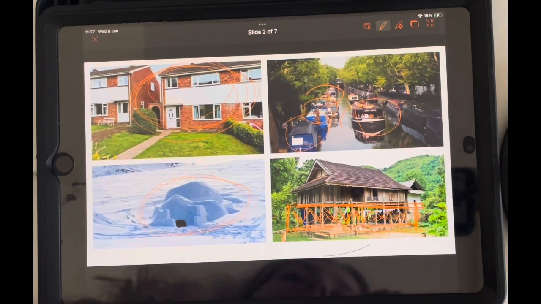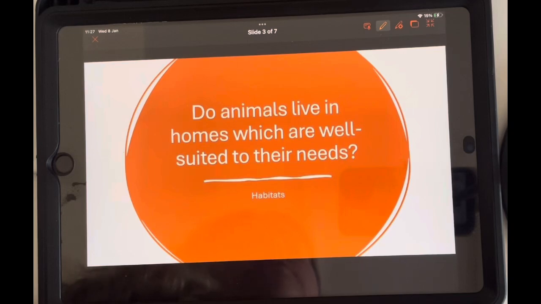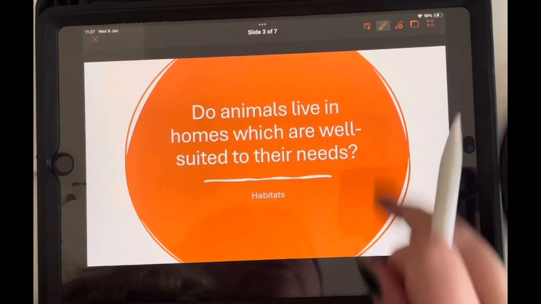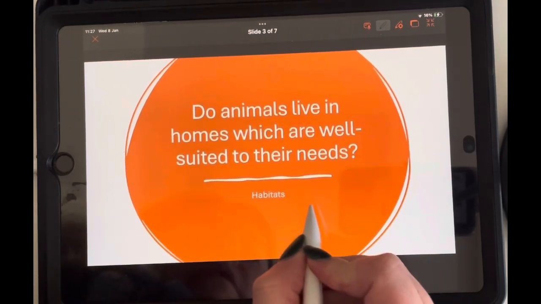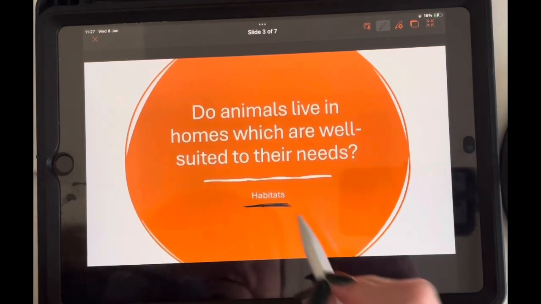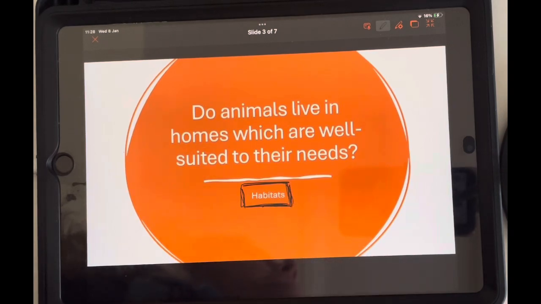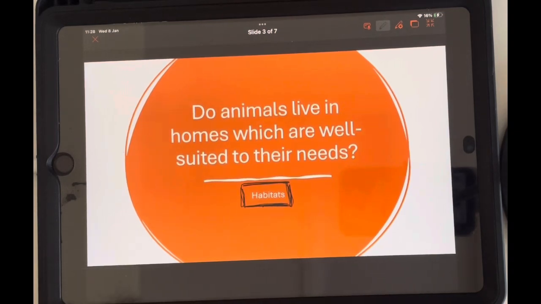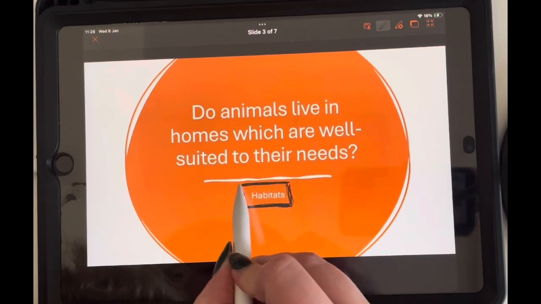That was thinking about what we need and how our houses are suited to us and what we need in our environment. But what about animals? Do animals live in homes which are well suited to their needs? Now, animal homes, I've written it in small below, are often called habitats. And that is a word that we're going to be talking about and using a lot in our English topic this term. Habitats. Habitats are where animals live, and they are different depending on the animal and where they live. But that is what an animal's home is, okay? It is a habitat.